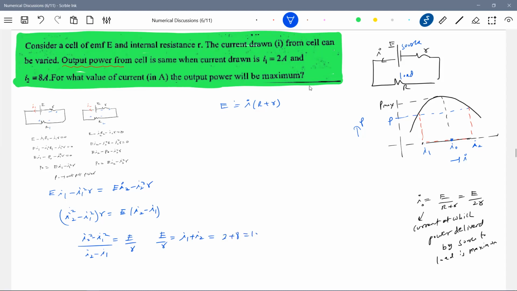So we know I1 plus I2 is how much? 10, 2 plus 8, 10. But I0 is how much? E by 2R. So therefore it is 1 by 2 into E by R.